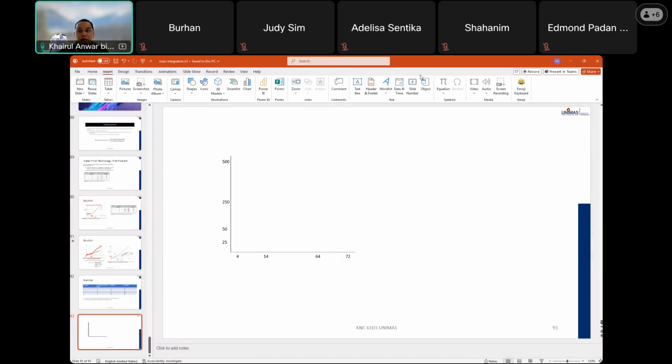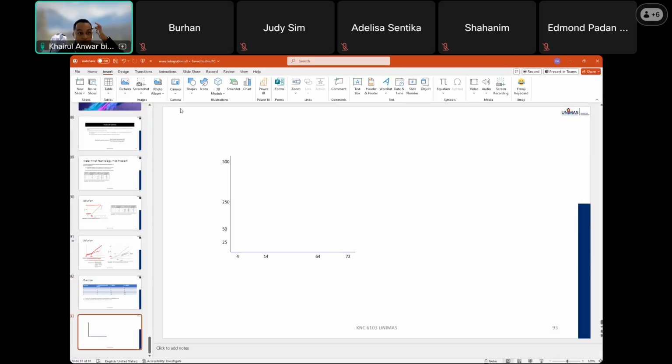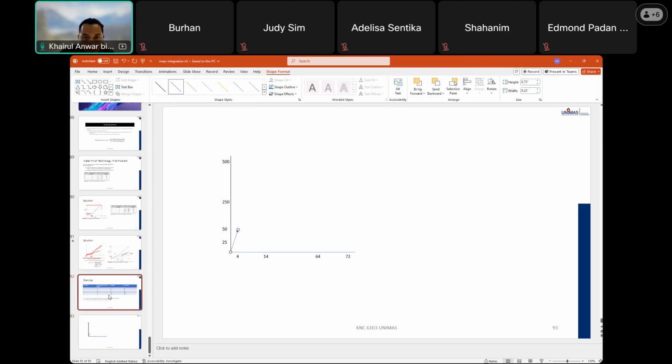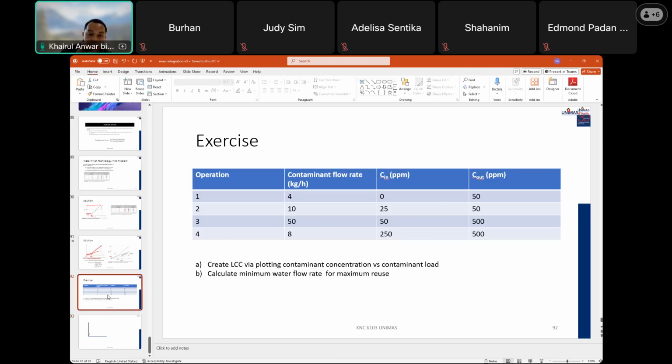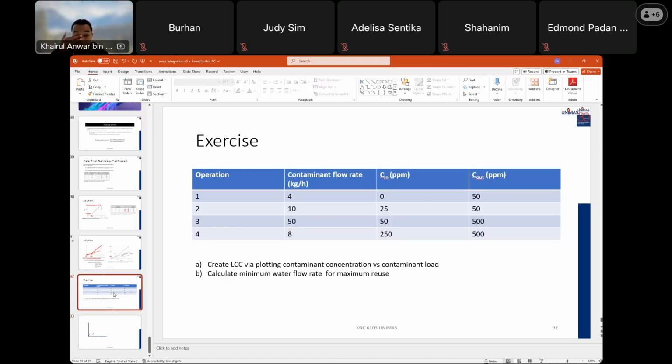You cannot draw. Okay. We start from 0 to 50. From 0 to 4 kilogram per hour. Then we have 10 to 25. So 25, 50, 10, 10 maybe. 5 to 15. Yeah. What else?